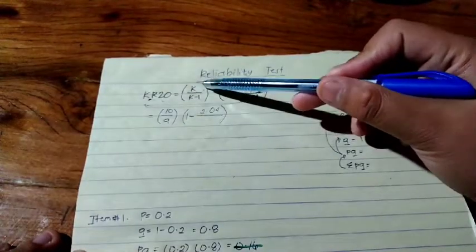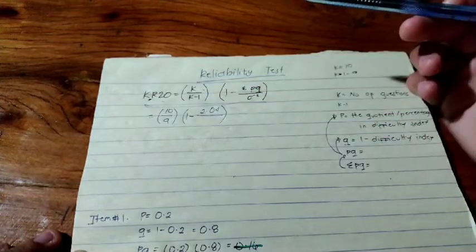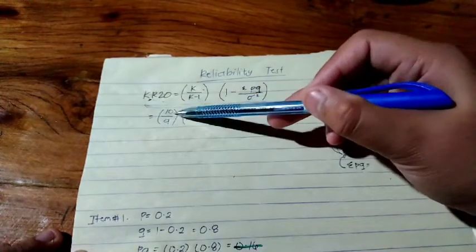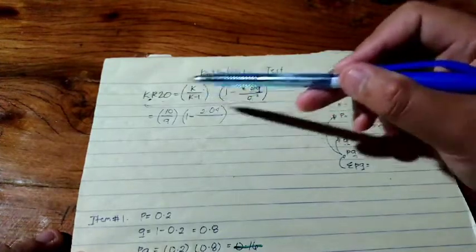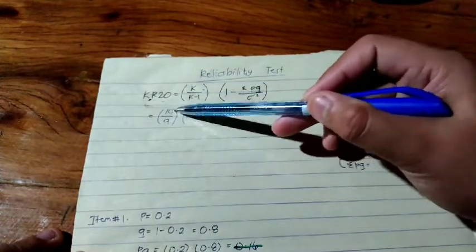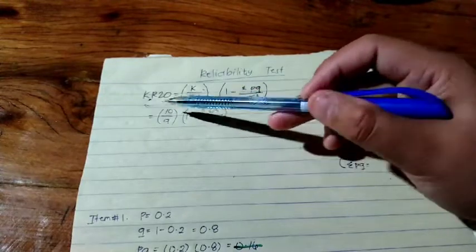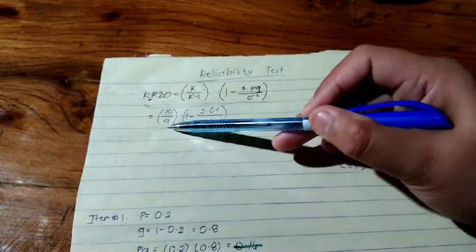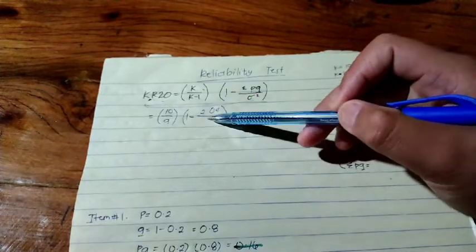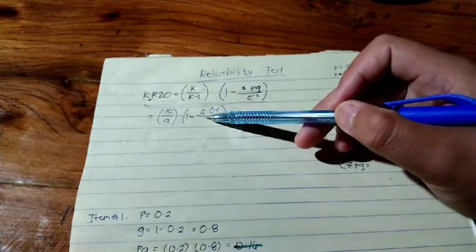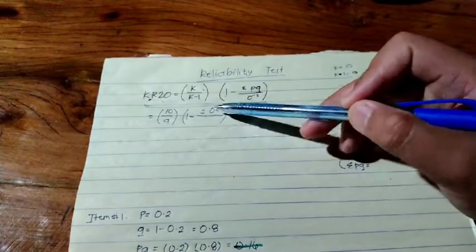K is equivalent to our number of questions, which is 10 items. And K minus 1 is equal to 9, since 10 minus 1 is equal to 9. So 10 over 9 multiplied by 1 minus the summation of P and Q, which is 2.04.